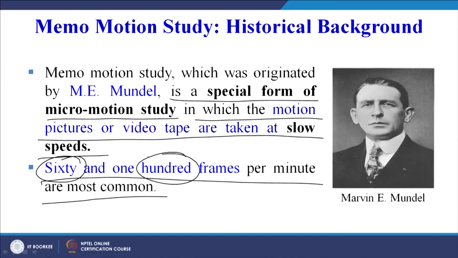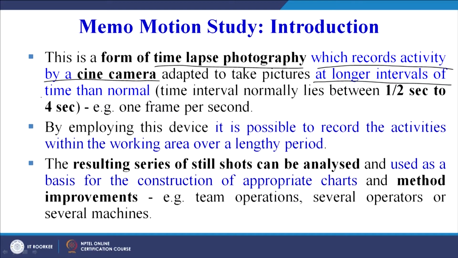So in memo motion study, which is a special form of micro motion study, the filming technique is common. The only difference is that here we are quite slow in recording, and the speed was also mentioned in the previous slide, that is 60 to 100 frames per minute. So here we are recording at a slow pace. Here also we have to photograph, so the basic input remains the same. This is a form of time lapse photography which records activity by a cine camera adapted to take pictures at longer intervals of time than normal.